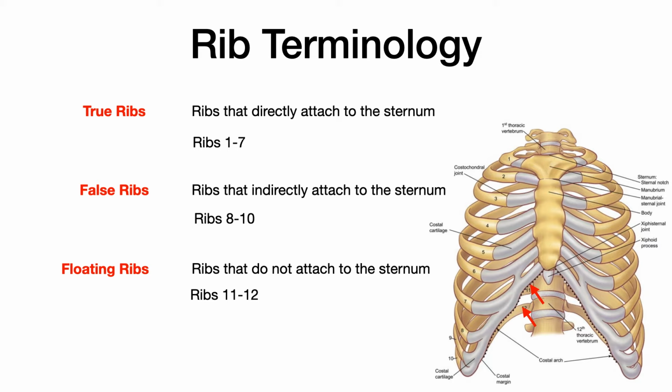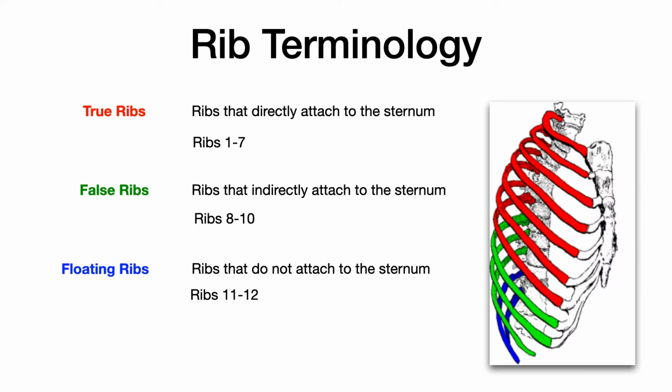Finally, we have floating ribs. These are ribs that do not attach to the sternum at all. And although it's difficult to see in this image, and I'm going to change the image in just a second, this represents ribs 11 and 12. Now let's get a new image and color code this for your studying pleasure.